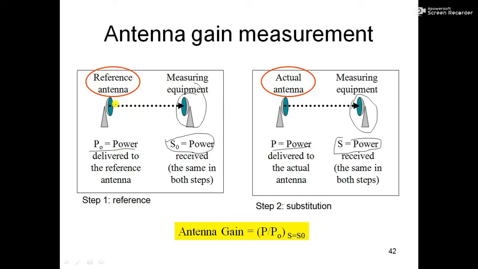I hope you understood. So we have the antenna. Actually, this antenna is powered by some other device, and here we can change the P naught. In this case also there will be some other device connected to this, and here we change the P. So by changing P and P naught, we have made sure that the S naught is the same in both cases. Now the antenna gain is given by P by P naught, where S equals S naught. So if we take the ratio of P by P naught, we get the relative gain. That means the gain of the antenna as compared to this reference antenna.